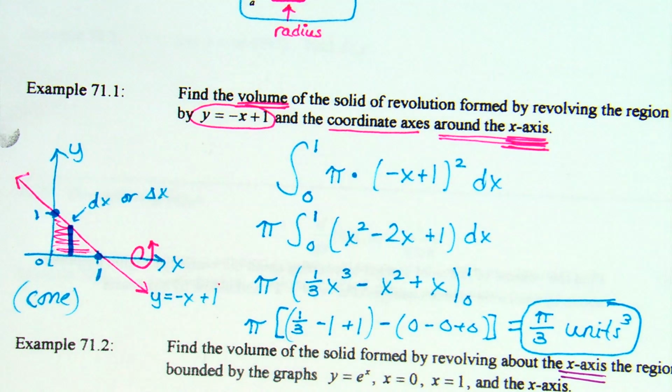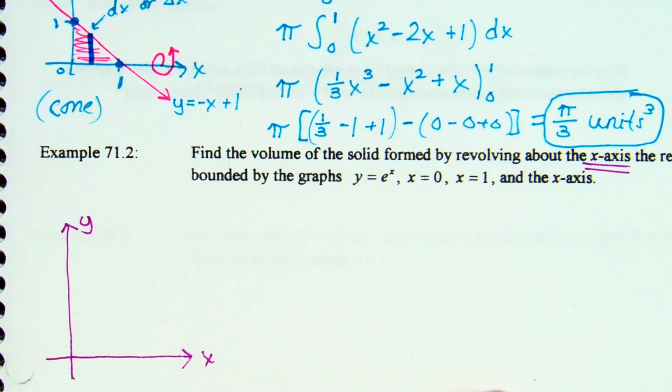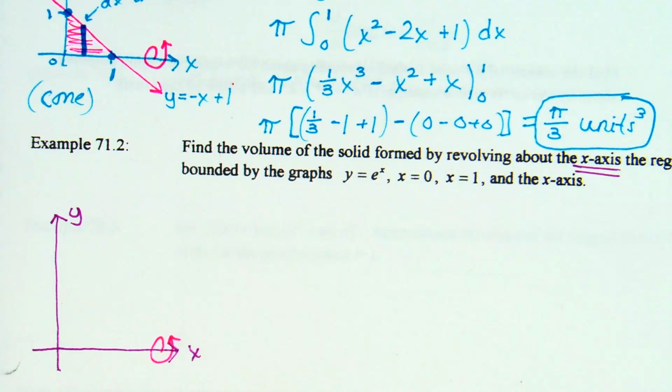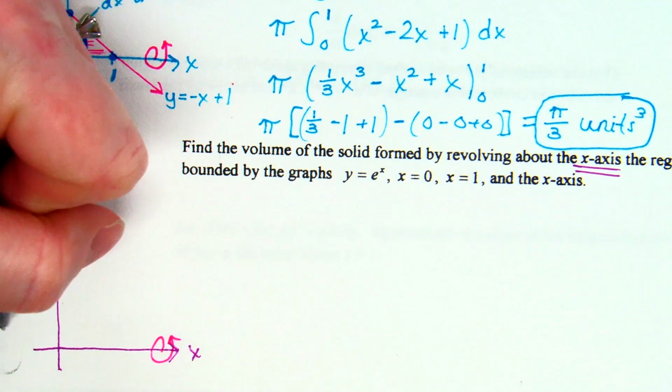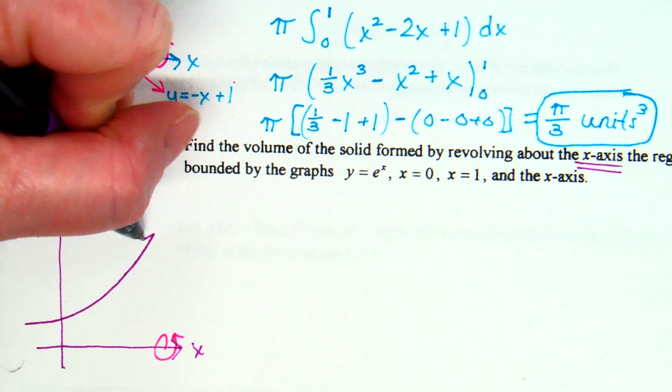So here's x and y. We're already told we're rotating about the x-axis. What does y equals e to the x look like? It's the exponential function. It starts at 1 on 0. The exponential function over here on the left would be running along the x-axis. When it hits the y-axis, it's going to cross through 0, 1. So that's good to know right there.